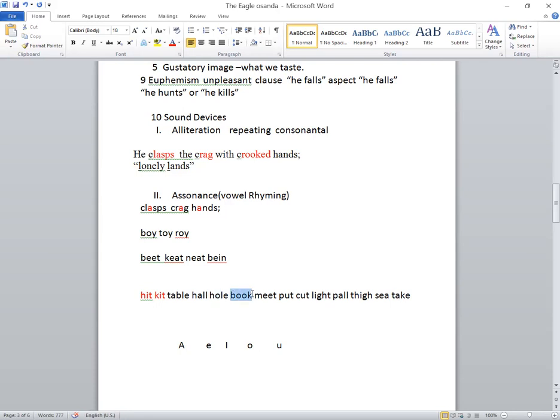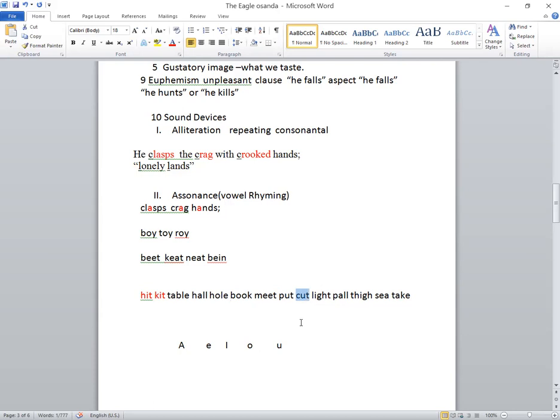Now book. What is the counterpart of book? Put. Very good. Now you see different vowel letters. Now here, double O. Sound. U. Here you sound U. Cut.